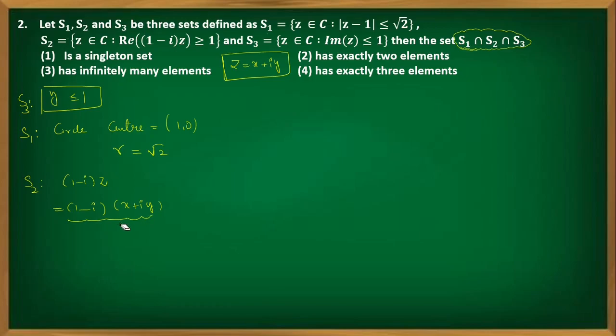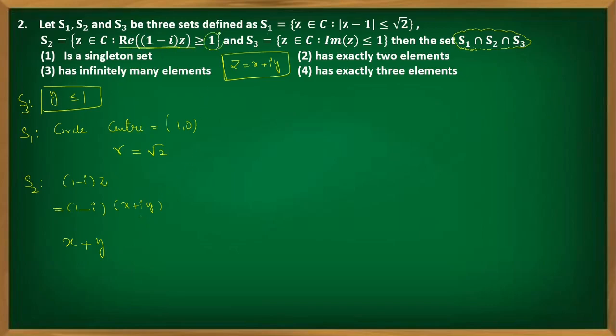Can you tell me how you get the real part? Whenever you multiply 1 with x, you get the real part, that is x. If you multiply 1 with iy, it's an imaginary part because i is there. Multiplying i with x is also an imaginary part, but when you multiply i into iy, you get i square y. That is plus y, since i square is minus 1, so minus into minus is plus. So you get x plus y.